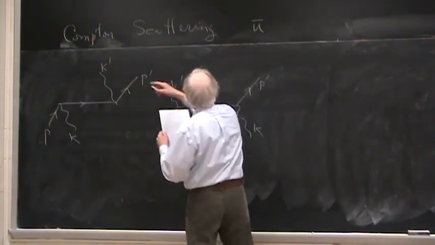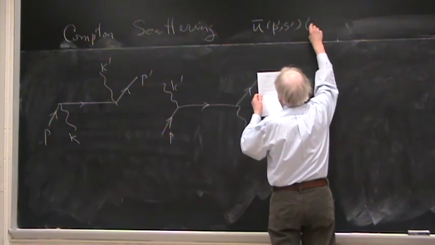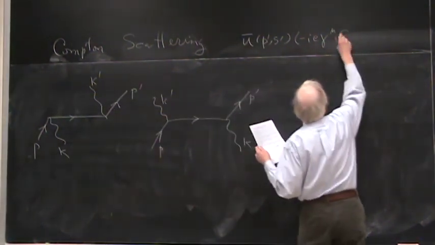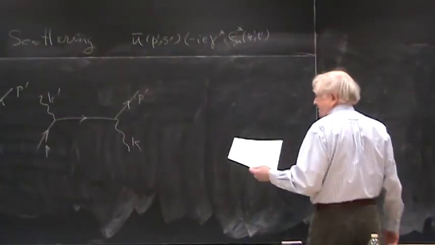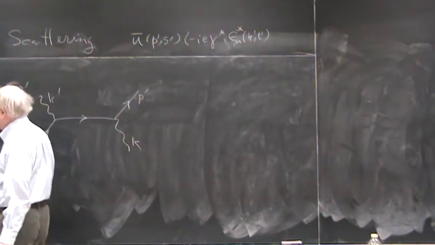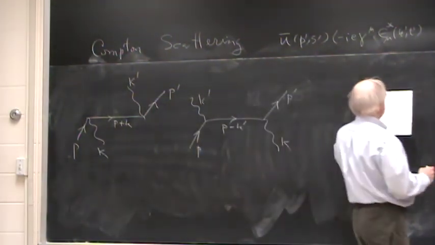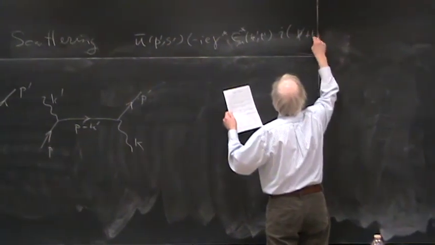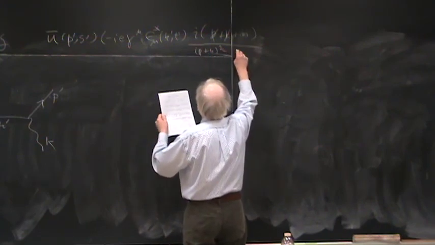So you've got a u bar of p prime and s prime at this end, then you've got a vertex, which is minus i e gamma mu, and then you've got a photon coming out, and so you have an epsilon star mu of k prime and t prime, t prime being the label for one of the two photon polarizations. Then you have a fermion propagator, and clearly the momentum on this line is p plus k, momentum on this line is p minus k prime, and so this one has i (p slash plus k slash plus m) divided by (p plus k) squared minus m squared.